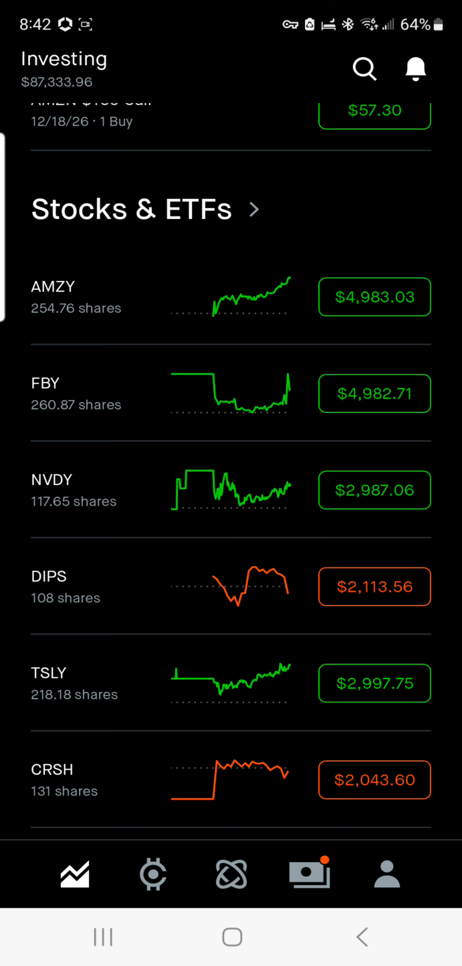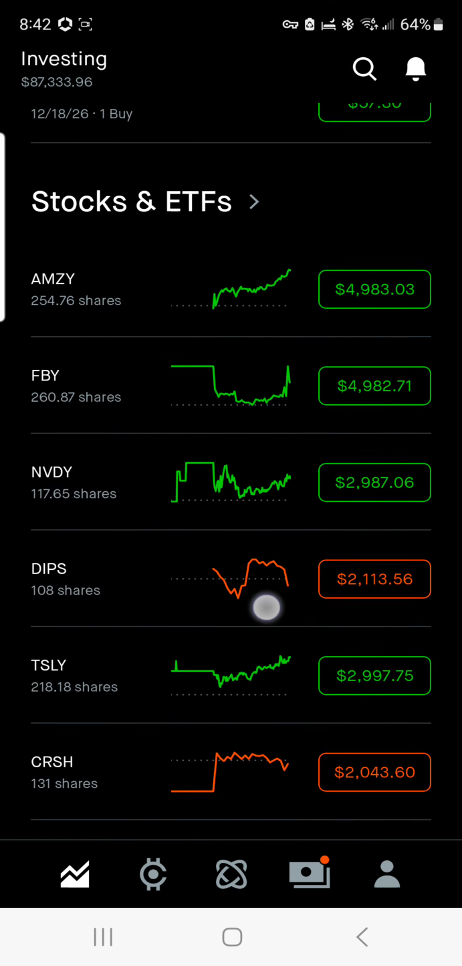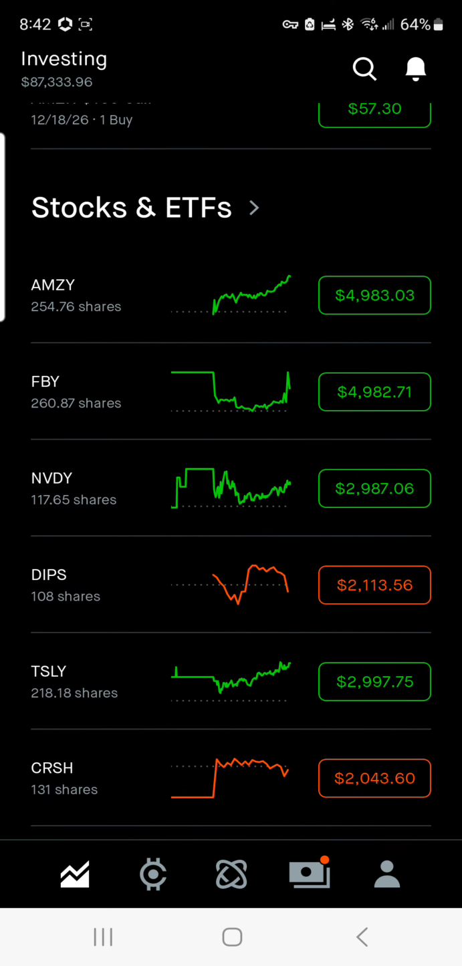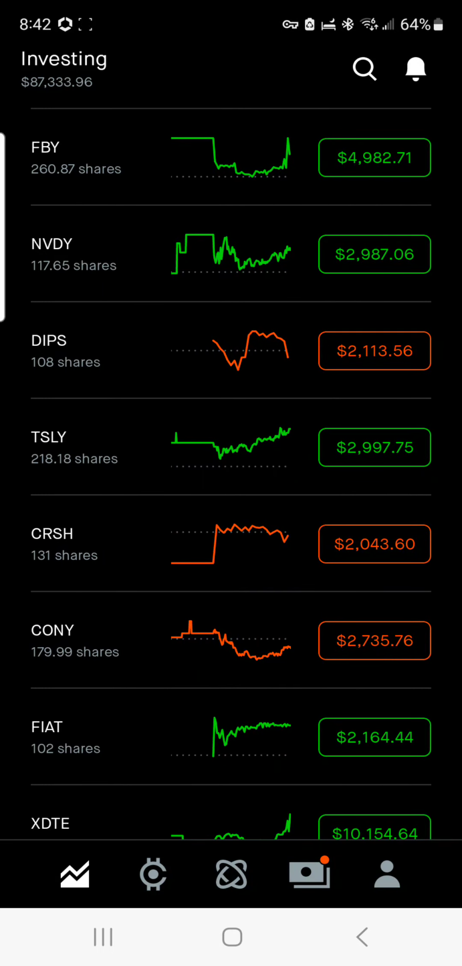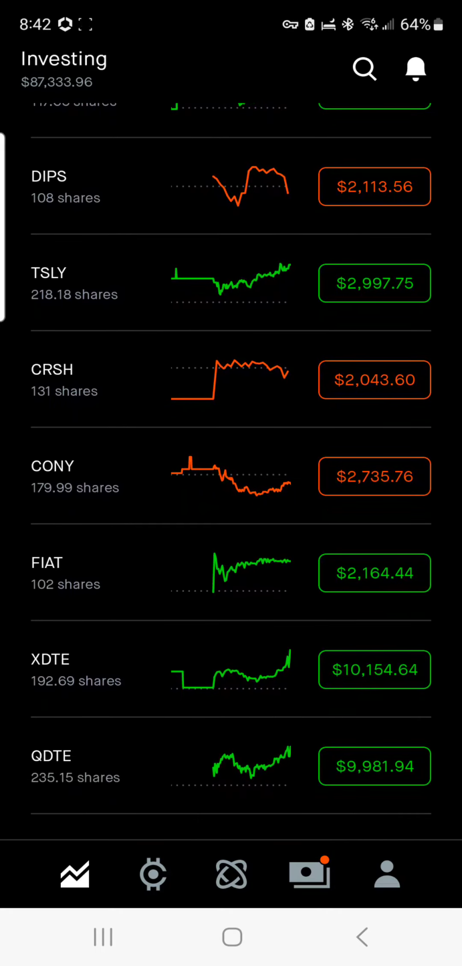So basically, my whole idea is to try to keep the NAV relatively stable, but still get a nice payout, and just running these three experiments. So I have the 5,000 in NVIDIA, split between NVIDIA and its inverse, which is dips. 5,000 in Tesla, which is Tesla and crash. And 5,000 in Coinbase, which is Coinbase and fiat.